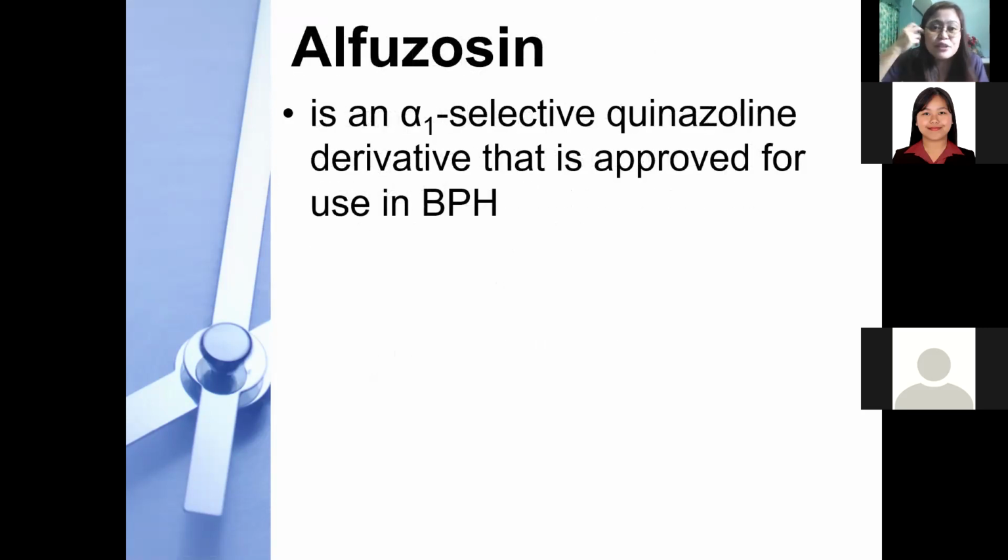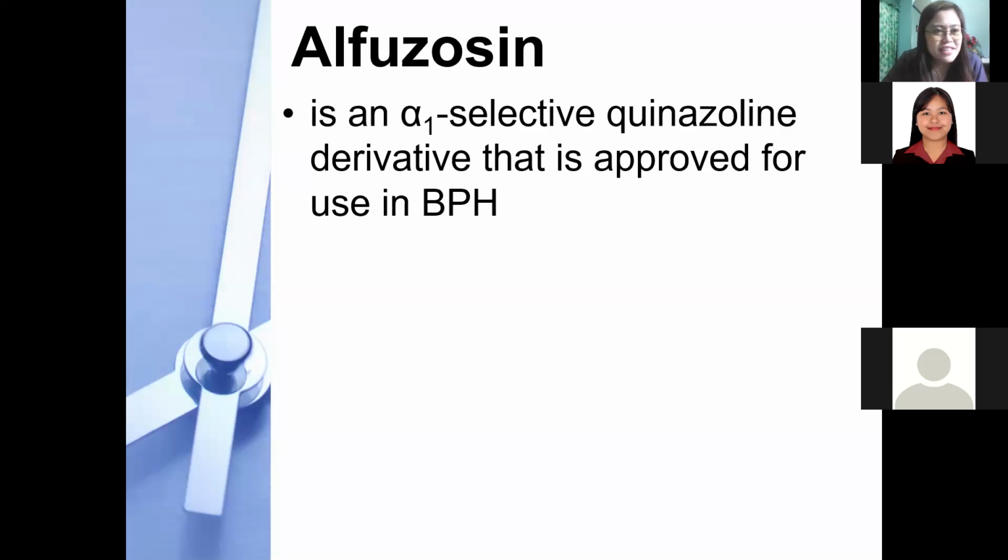Next, alfuzosin is another one, a quinazoline derivative that is also approved sa ihang gamit for BPH. So the mechanism of action, parehas lang sila tanan. Not really. Not everyone can experience benign prostatic hyperplasia when they get old, but daghan ang case for benign prostatic hyperplasia sa ato.